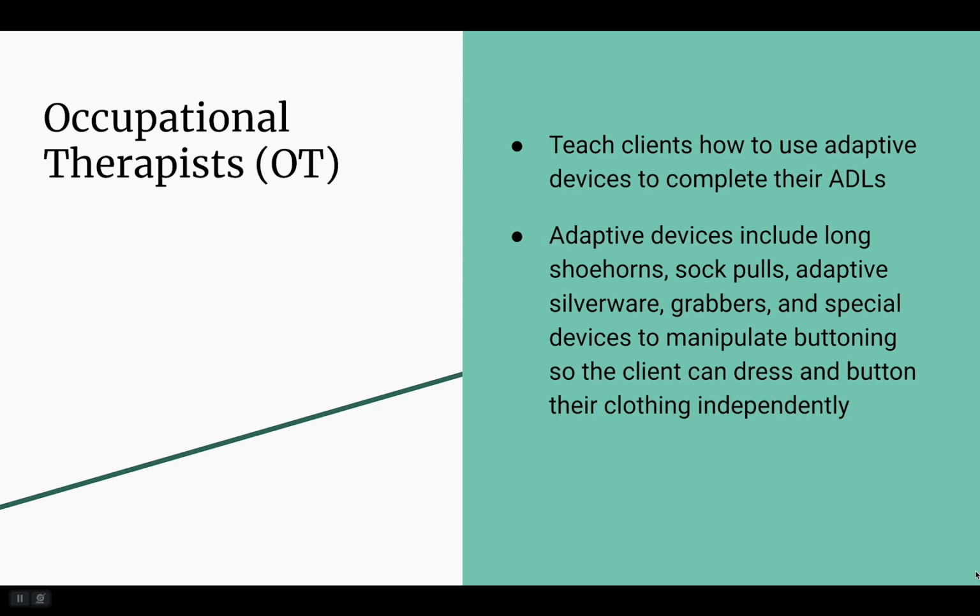OTs also teach clients how to use adaptive devices to complete their ADLs. Adaptive devices include long shoehorns to assist clients with putting shoes on, sock pulls to independently pull on socks, adaptive silverware to facilitate independent eating, grabbers to pick items up from the floor, and special devices to manipulate buttoning so the client can dress and button their clothing independently. These devices are further discussed later in this module.